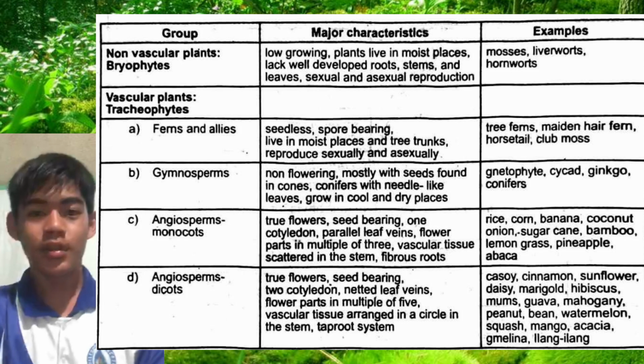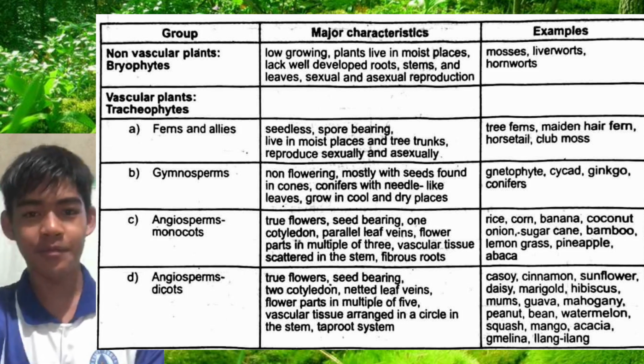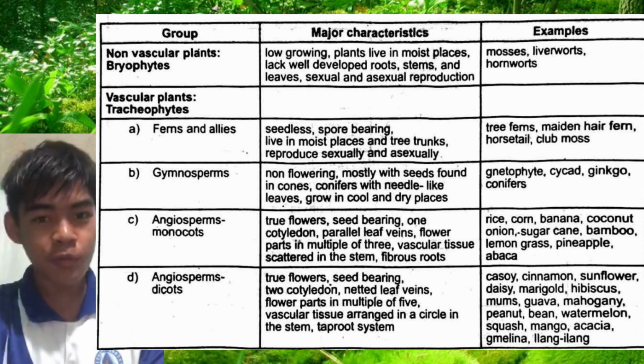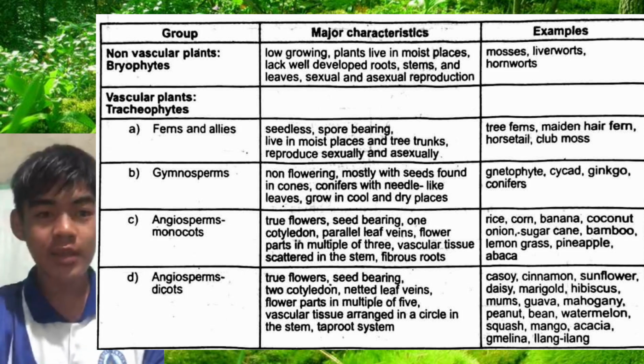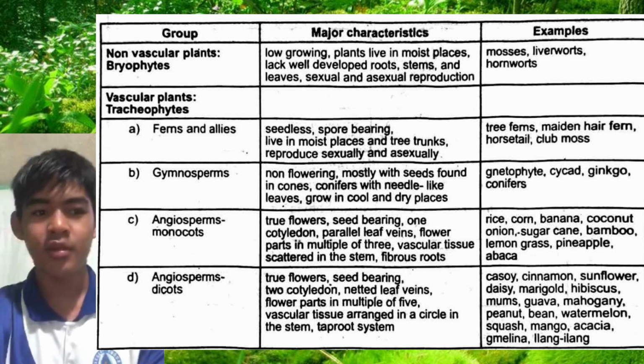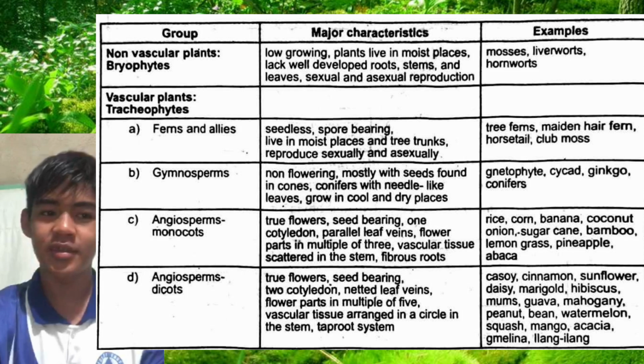So, now, I show you a table of basic information on plant groups. Class, try to look at the table. The table was divided into three: the group of plants, their major characteristics, and also examples. So, first, the non-vascular plants.